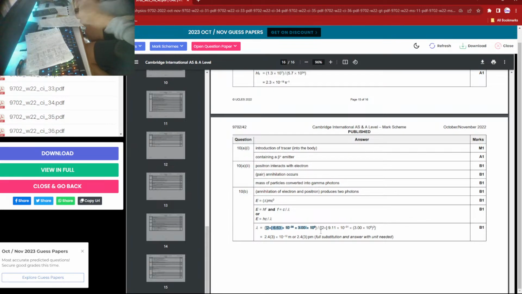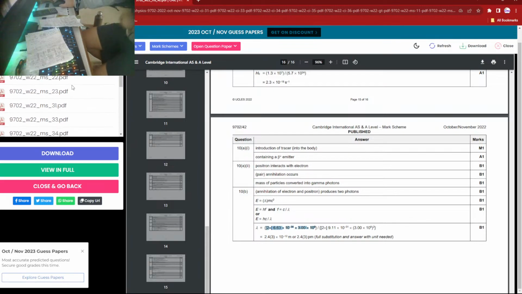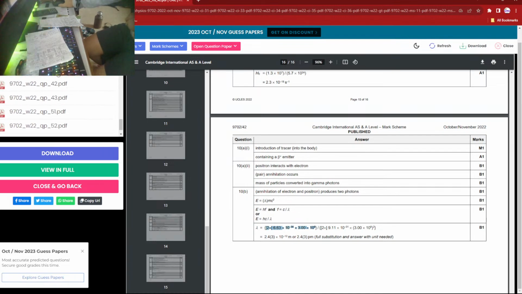Yeah, so I guess that's it. That's it for this paper, and we'll move on to the next paper. This one I'm actually going to do now. Let's do 4.1.